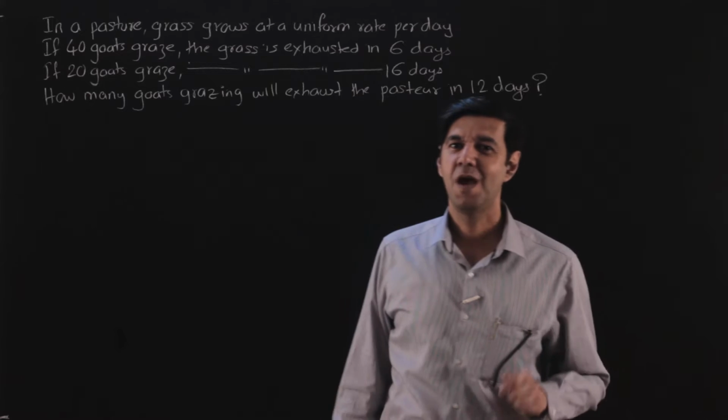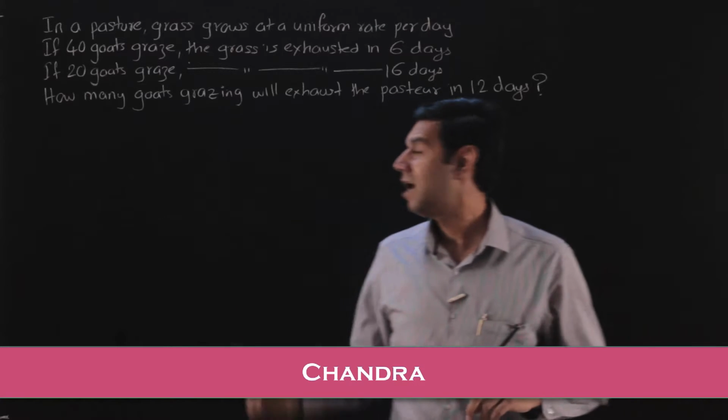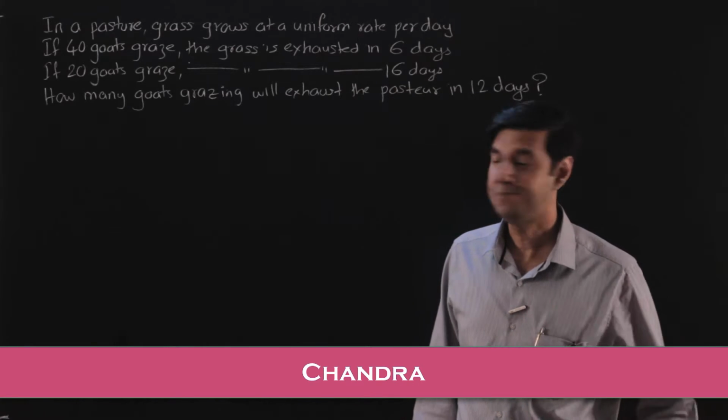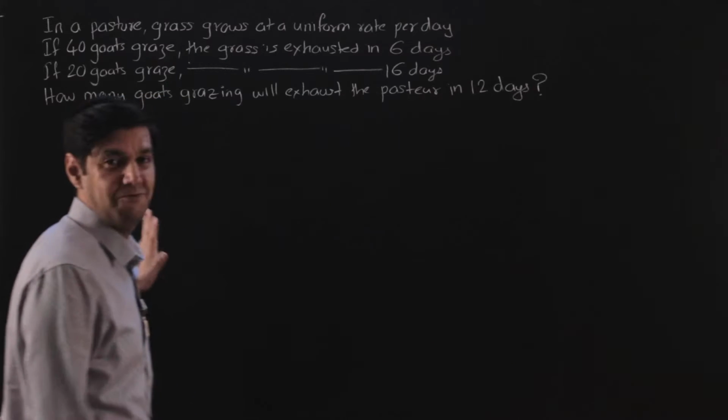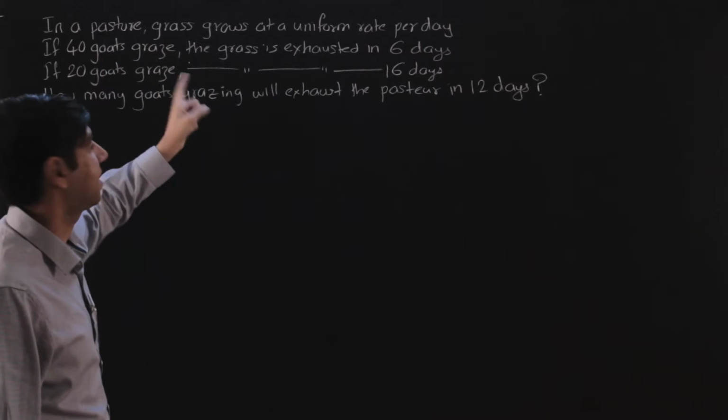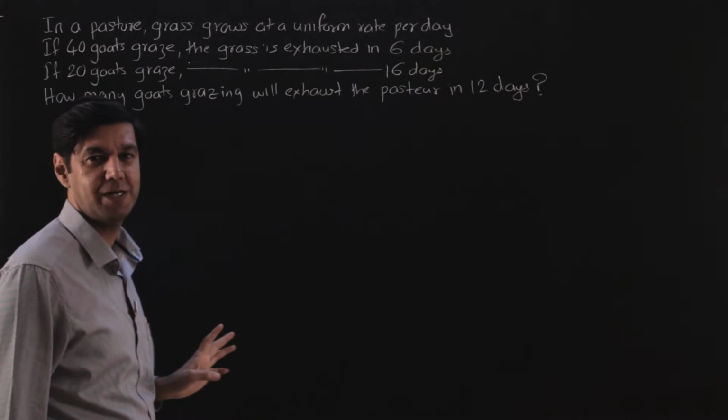A nice question, more on the lines of a puzzle. It was asked very recently in a forum, so I thought to do a video on it. It's a tough one. In a pasture, grass grows at a uniform rate per day.